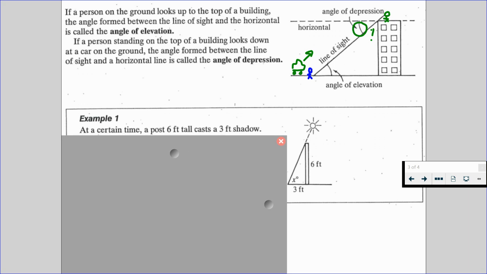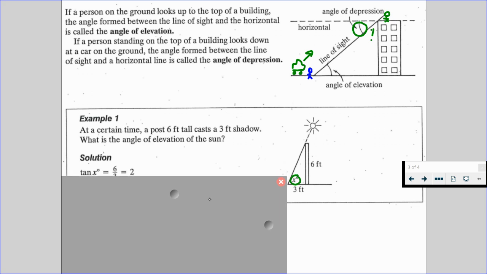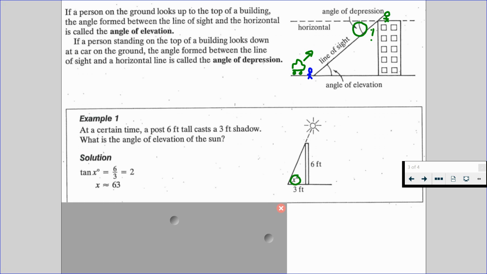In example number 1, it says at a certain time, a post 6 feet tall casts a 3-foot shadow. What is the angle of elevation of the sun? So we're going to be looking up, and we want to find the value of x. In order to do this, we can use a tangent ratio because we have our opposite and adjacent values of 6 and 3 respectively. So tan of x degrees is equal to 6 over 3, which simplifies to 2. So the tangent ratio has a value of 2, meaning that if we use a calculator or any tables provided, we find that x is approximately 63 degrees.